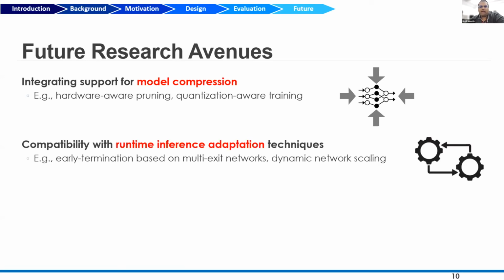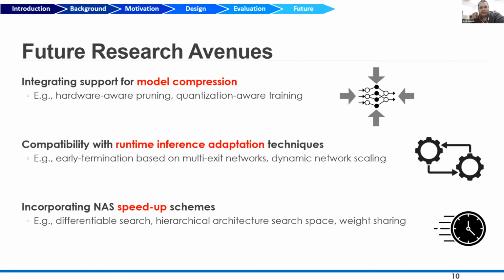As well, INAS can also be extended to consider runtime inference adaptation techniques that balance performance with a minimum amount of accuracy degradation, such as early termination based on multi-exit networks. And to improve the search efficiency, recent NAS speed-up schemes, such as differentiable search strategies or search space reduction techniques, or concepts such as weight sharing can also be applied to INAS.